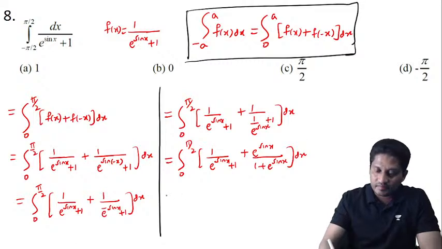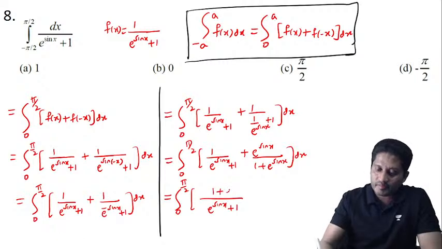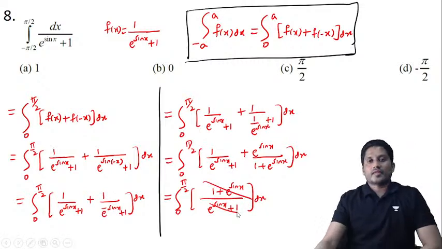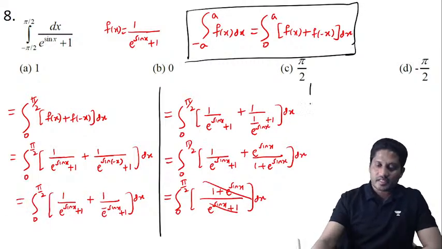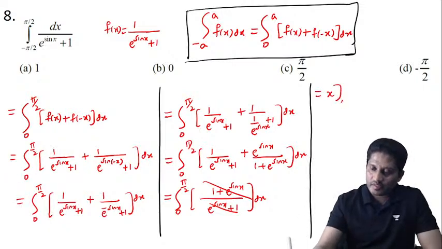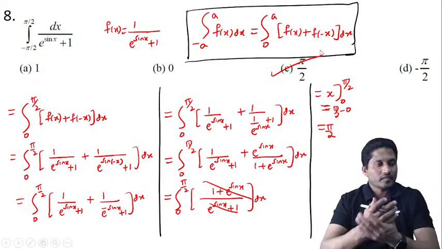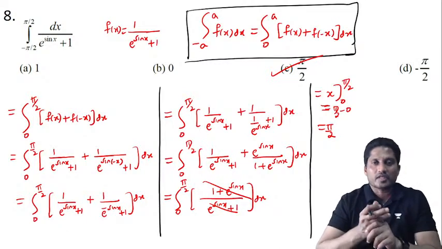Now if I take the LCM, this is 0 to pi by 2, e to the power sin x plus 1 in the denominator. Denominators are the same, numerators can be added, 1 plus e to the power sin x, and then this is dx. This will cancel. Now the integration of dx is x between the limits 0 to pi by 2, upper limit pi by 2, lower limit 0. The answer will be pi by 2. The answer is option C. You understand, guys? So same logic.